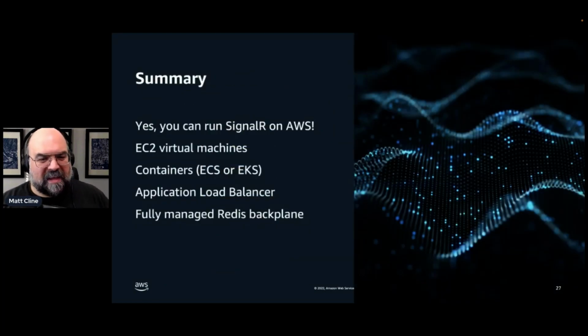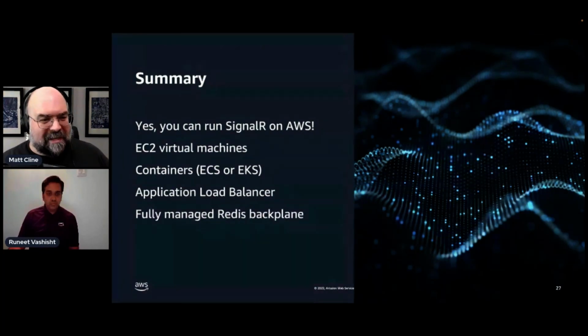So let's sum up. Yes, you can indeed run SignalR on AWS. You have a variety of options to host SignalR hubs, including EC2 virtual machines or containers with Elastic Container Service or Elastic Kubernetes Service. Application Load Balancer works great to distribute traffic among your SignalR hubs. Just make sure you have sticky sessions enabled, and if you have multiple hub instances or containers, make sure you have a Redis backplane set up so that those hubs can coordinate with each other. And to do that, you can use Elasticache for Redis or MemoryDB for Redis as a fully managed backplane, so you don't have to do any of the setup or maintenance on that Redis server.